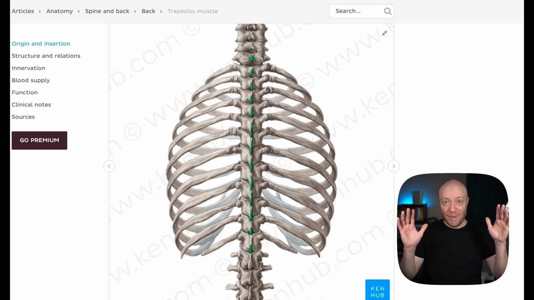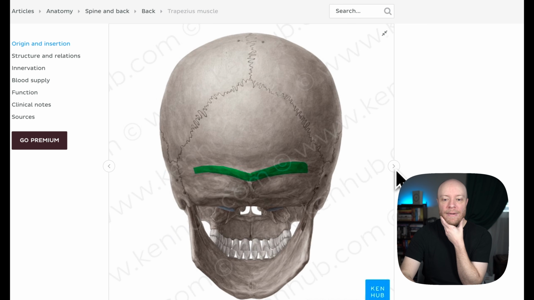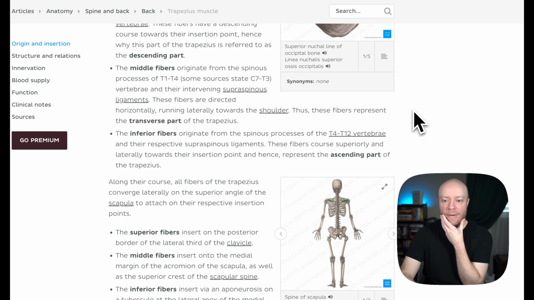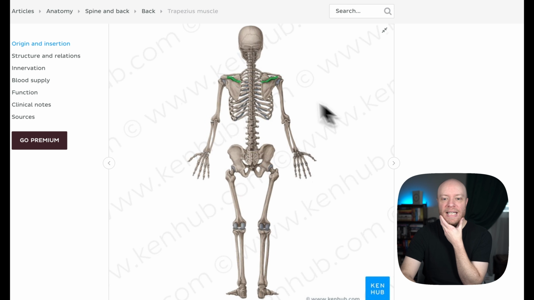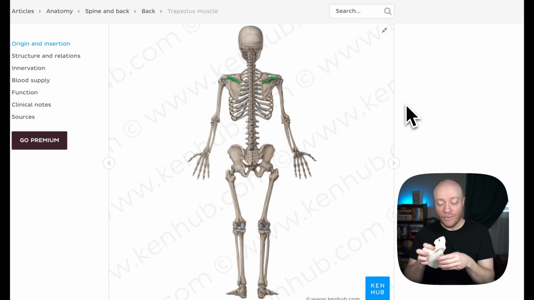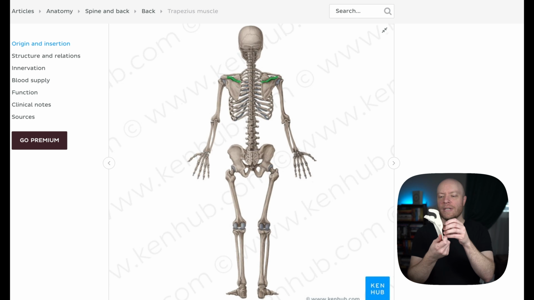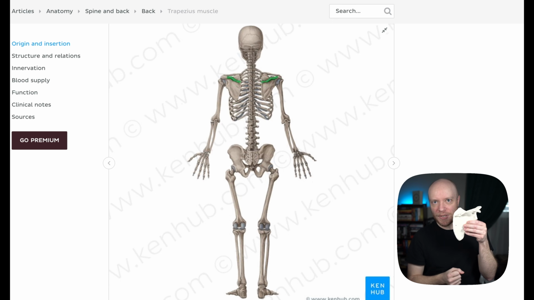This is a massive muscle, remember. This thing is spanning like the entire back. So if we want to see its insertions, let's come back down and click on this image here. What we can see is this posterior view of the skeleton. And if we look at this little highlighted portion here, this is called the spine of the scapula. And I already showed you this. So this is a right scapula. And this posterior ridge line is called the spine.